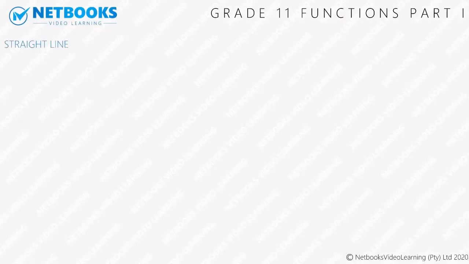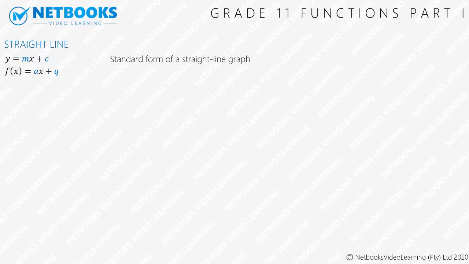Let's start with the straight line function. You are already familiar with this function, in the form of y equals mx plus c. The straight line graph has two characteristics: the gradient and the y-intercept, represented by m and c respectively. Now, have a look at this new form, f of x equals ax plus q. Is this form any different to the one we're already familiar with? Not at all, we have simply changed the labels of the gradient and y-intercept.